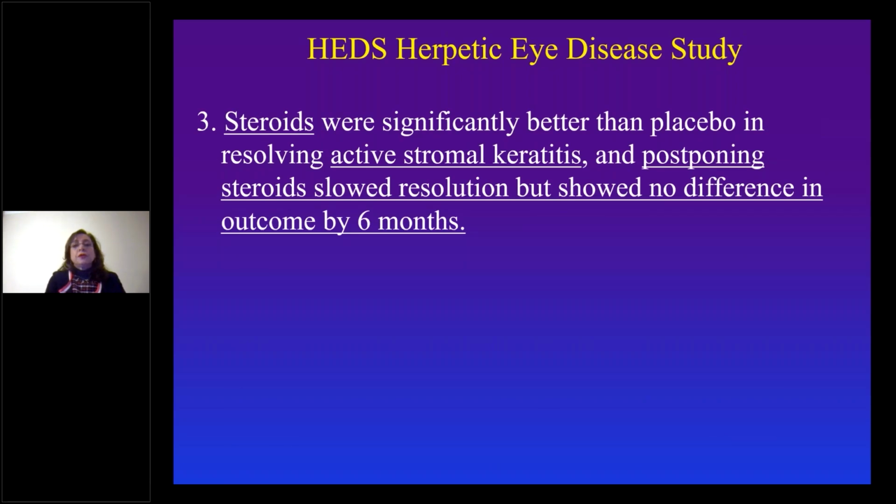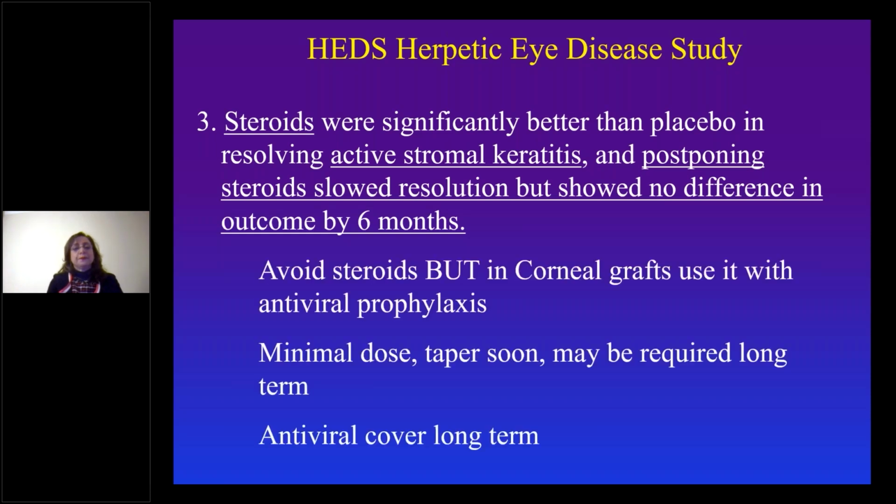So steroids were significantly better than placebo in treating active stromal keratitis. And you can postpone steroids for a while, although it will slow the resolution. However, the outcome at 6 months is not any different. And the advantage is if you have an epithelial and stromal disease, you probably want to give the antiviral alone to help heal the epithelial disease first before you add on the steroids to treat the stromal disease.